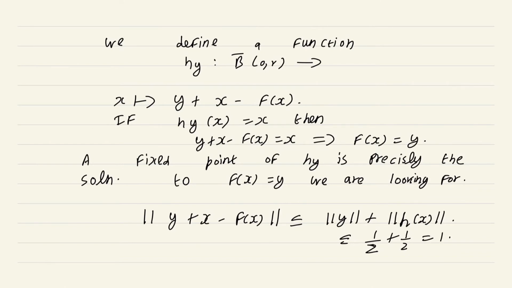In other words, this blank that I had left thankfully turns out to be B0R closure. The required solution of f of x equals y is nothing but a fixed point of this map h_y. We have a self map, and B closure 0R is a complete metric space, being a compact subset of R^n. Therefore, all the parts are in place. We just have to put it together and apply the Banach fixed point theorem, and all we have to do is to somehow show that this map h_y is a contraction. And that's not at all hard.